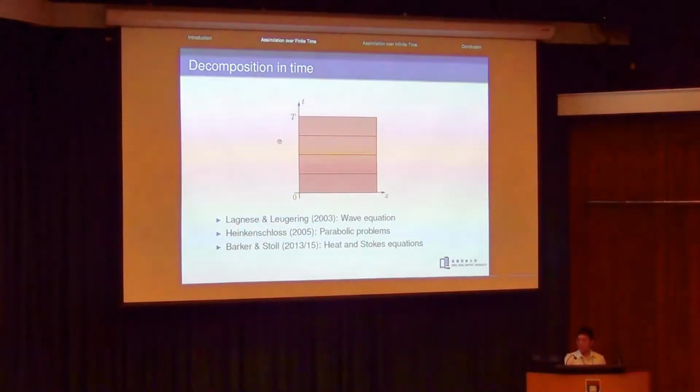Okay, so this idea has been around for a while. So for the wave equation, there's a paper by Lagnese and Leugering in 2003, and this is very closely related to the optimal control community because trying to figure out the best forcing term to match a trajectory is almost the same as trying to find a control that steers your state along a particular trajectory. So this is very closely related. So there's a lot of work done in the optimal control community. For parabolic problems, there's a preconditioning method by Heinkenschloss in 2005, and then more recently, there's a time domain decomposition which is related to this work.